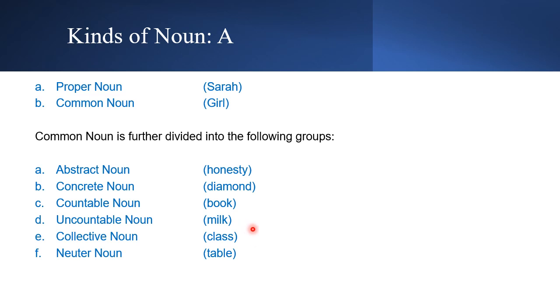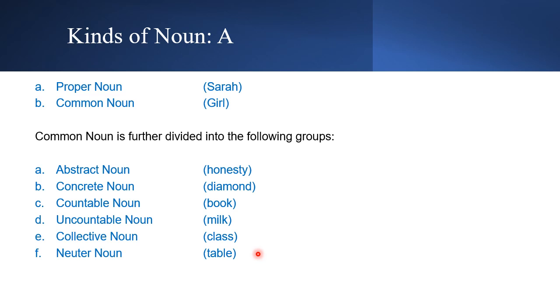And the last is neuter noun. Now that is something probably new to you, but very rarely used. We don't want to talk about that in most of our classes, but it is there. Neuter noun is something which has no gender.